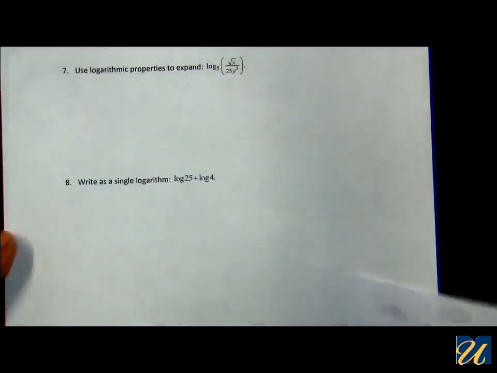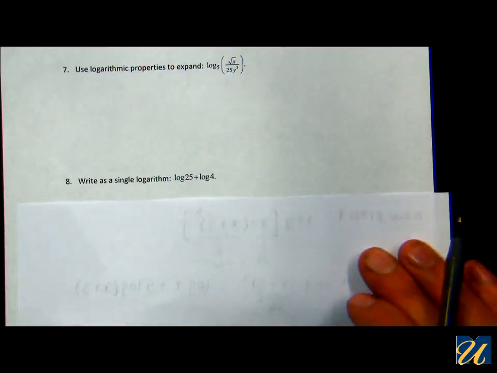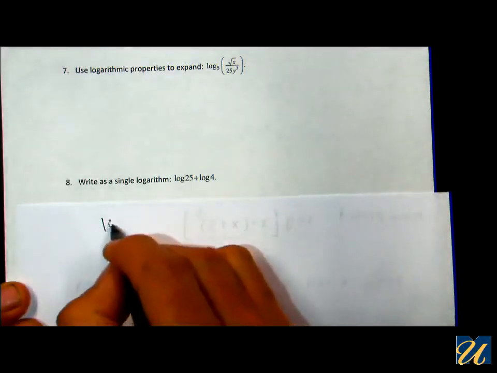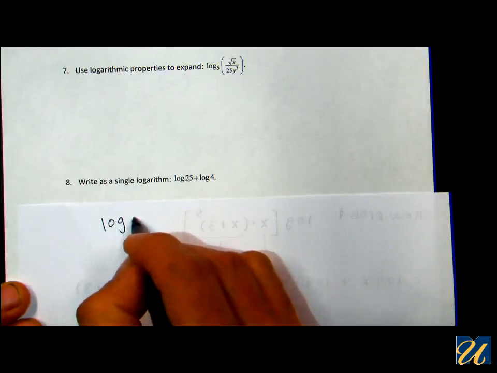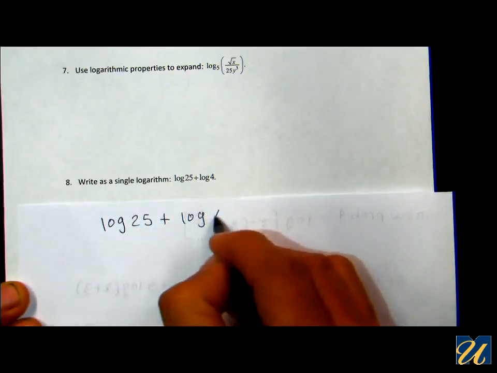Let's see what else we got here. Problem number 8. Write as a single logarithm. So we've got common log of 25 added to the common log of 4.